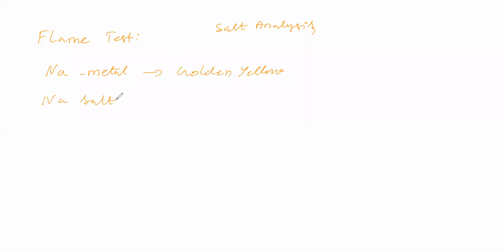Sodium salt we will take. To this, let us add conc. HCl. We make the sodium salt with the conc. HCl into a paste. Then the paste is introduced into the oxidizing flame. It gives a golden yellow flame.